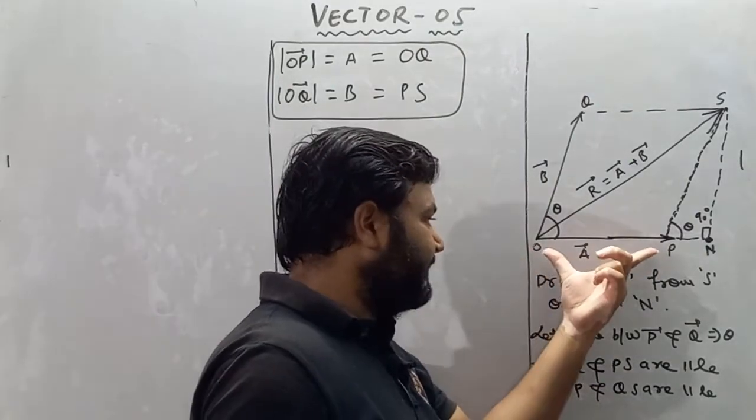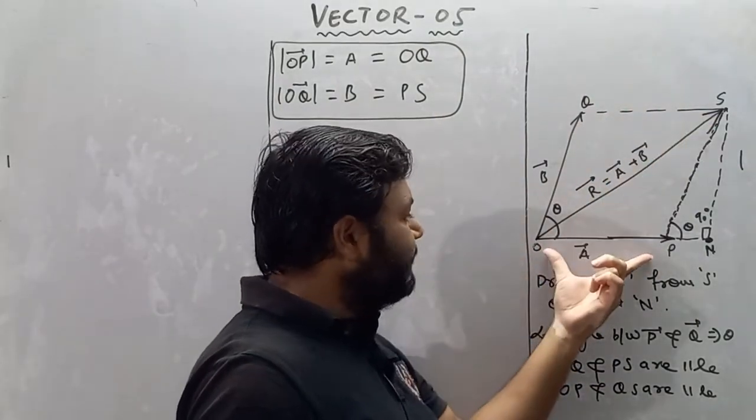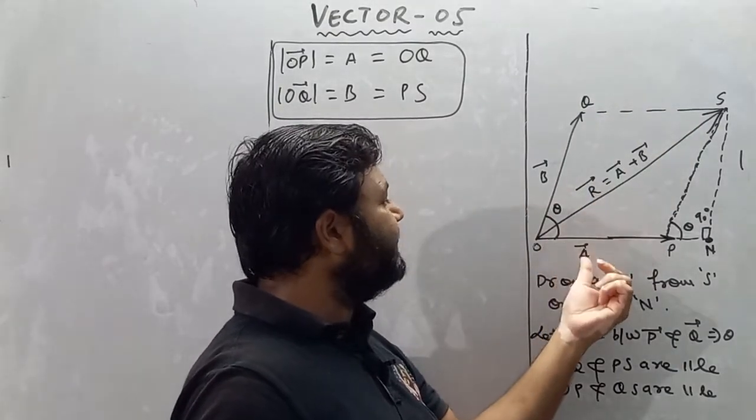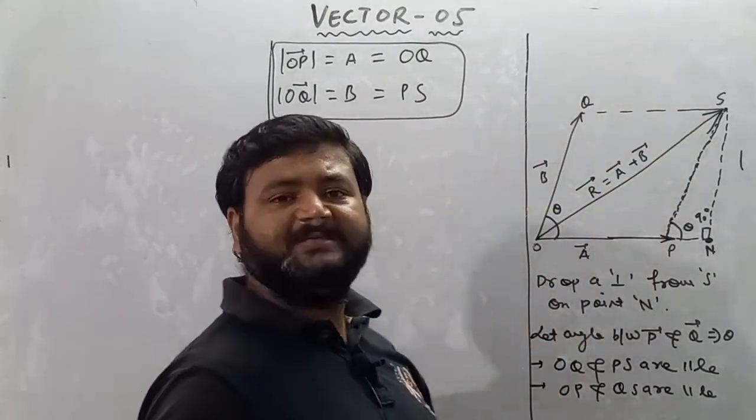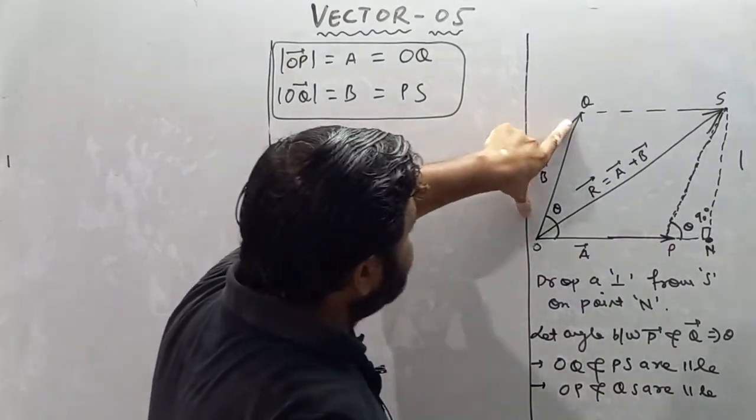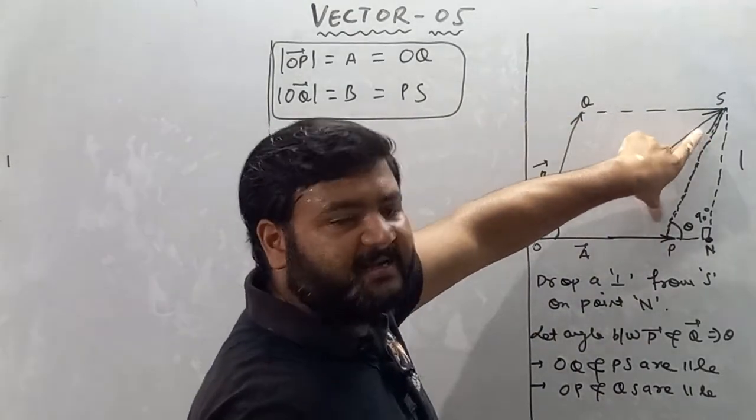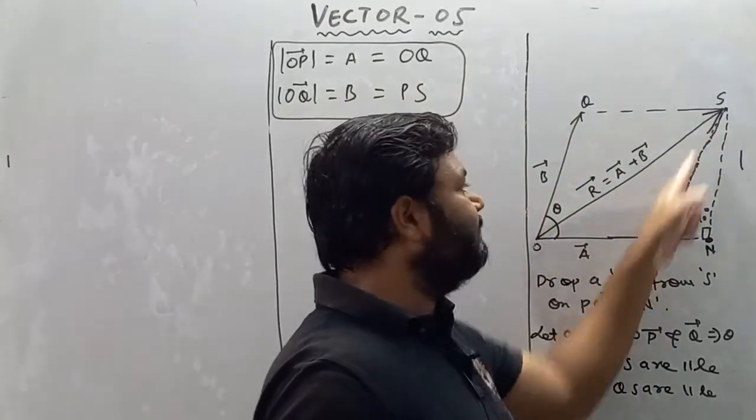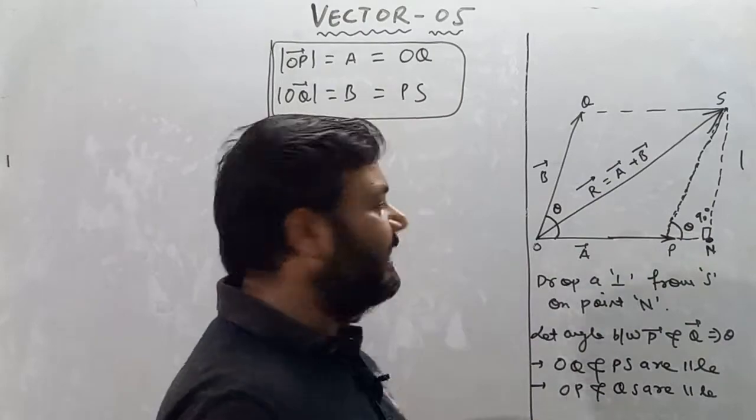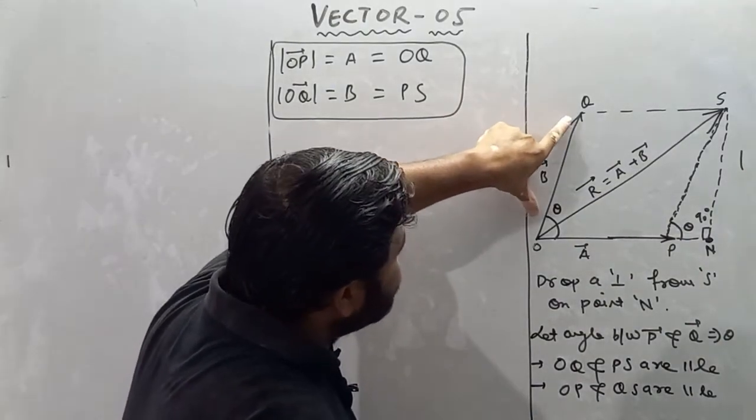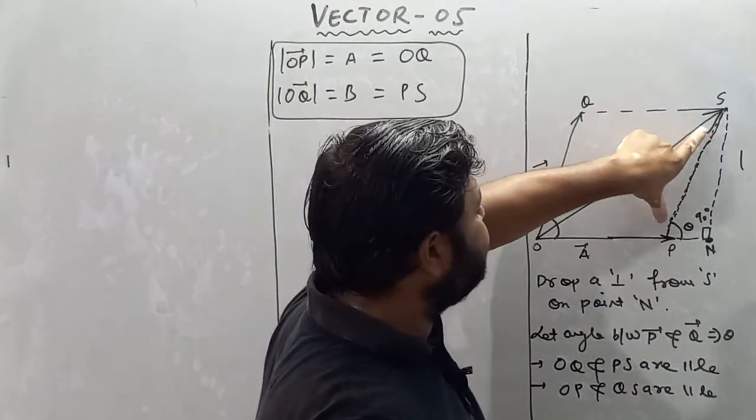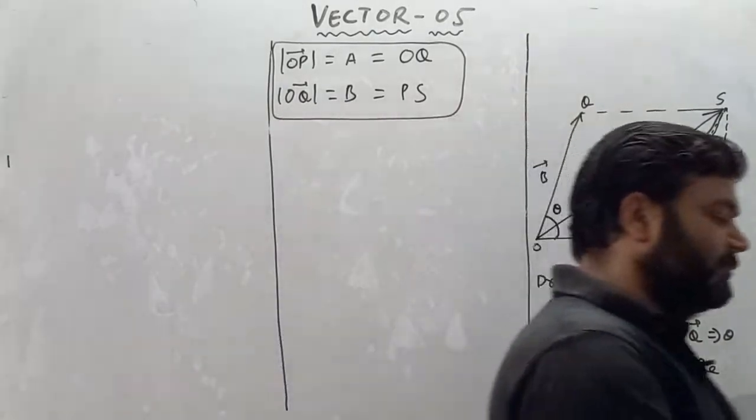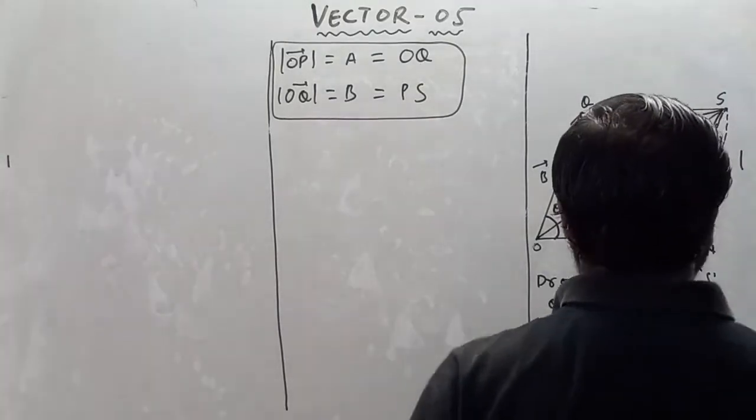Now see my dear student, this line and this line, I mean OP and QS, are parallel. So if the magnitude of OP is A, then the magnitude of QS is also A. Similarly, OQ and PS are again parallel. So if OQ is making angle theta, then this line PS is also making angle theta. Similarly, if the magnitude of OQ is B, then the magnitude of PS is also B, as both lines are parallel to each other. I hope you all are understanding my point.